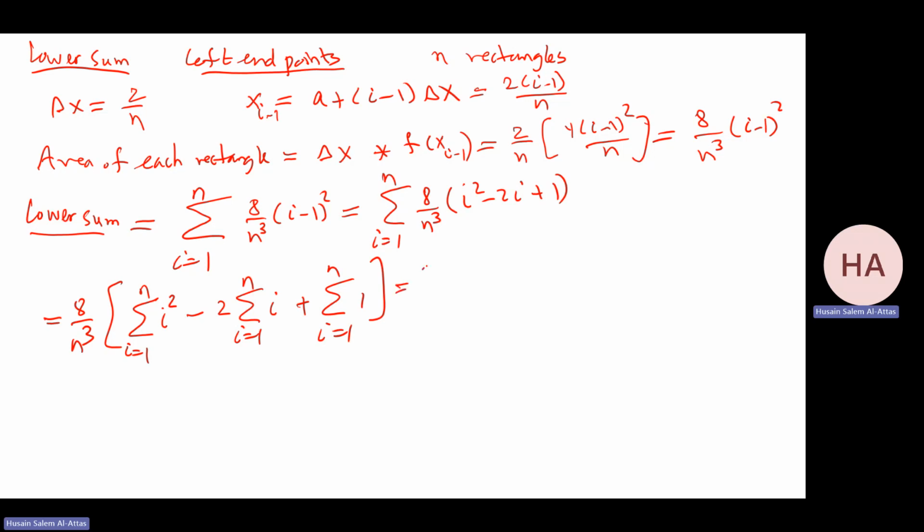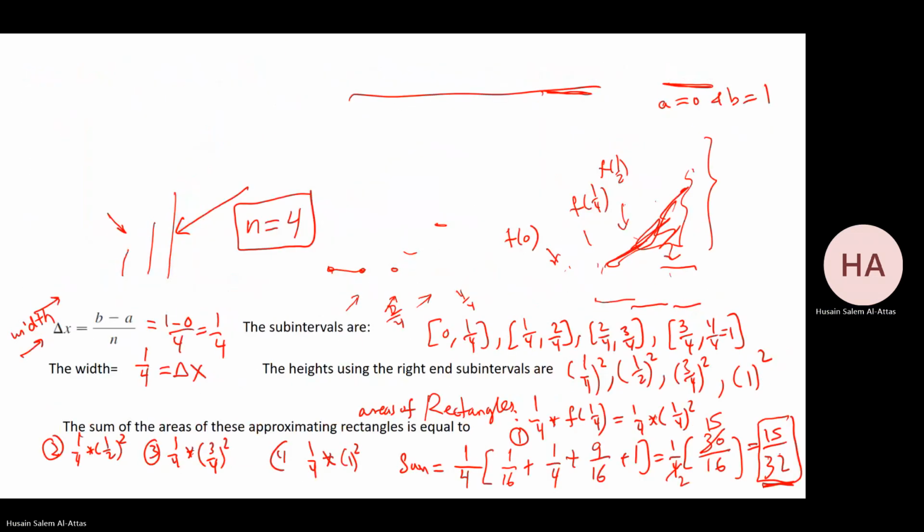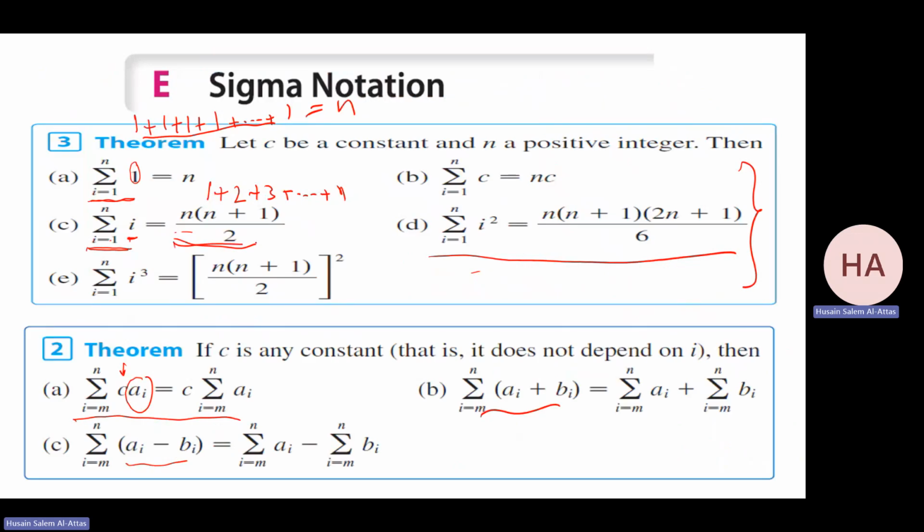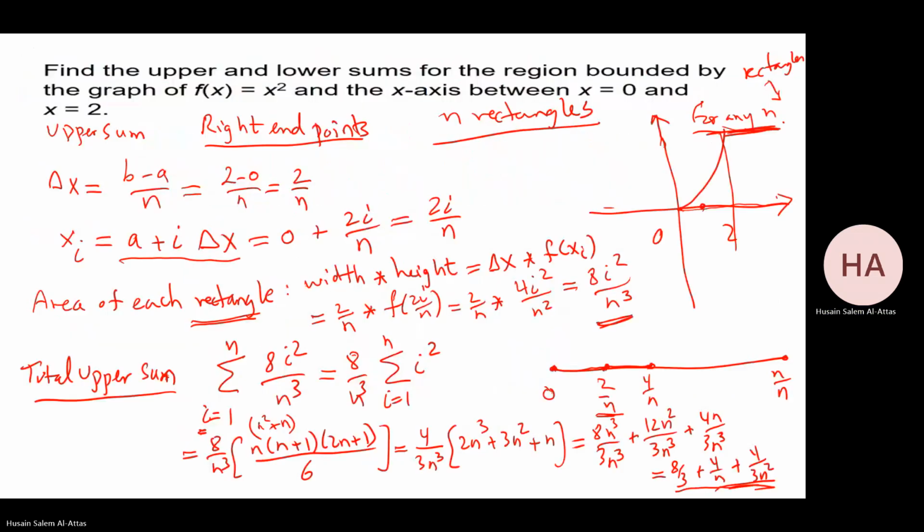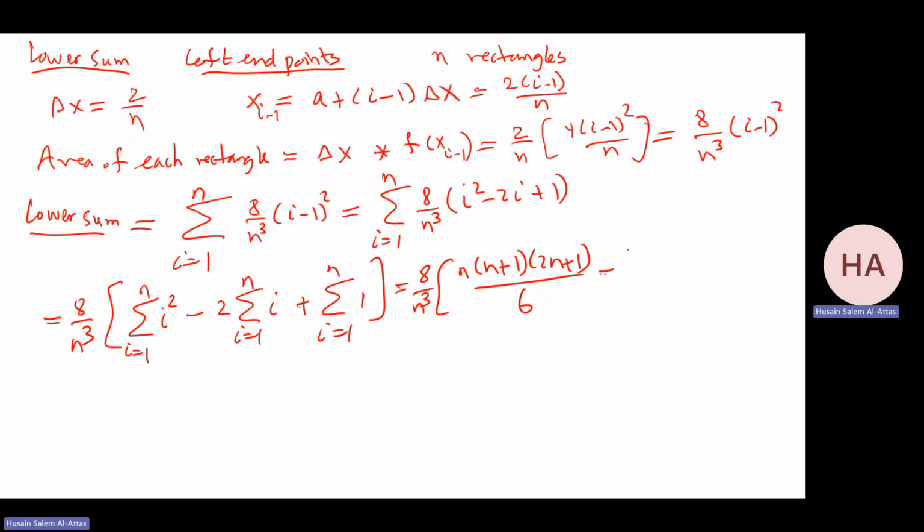For i square, we got it before. It will be n times n plus 1 times 2n plus 1 over 6. This one, let us remember the formulas. It will be n times n plus 1 over 2. And the last one, n. Then forget the 2. It's 2 times this, minus 2 times this, plus this one, which is n.